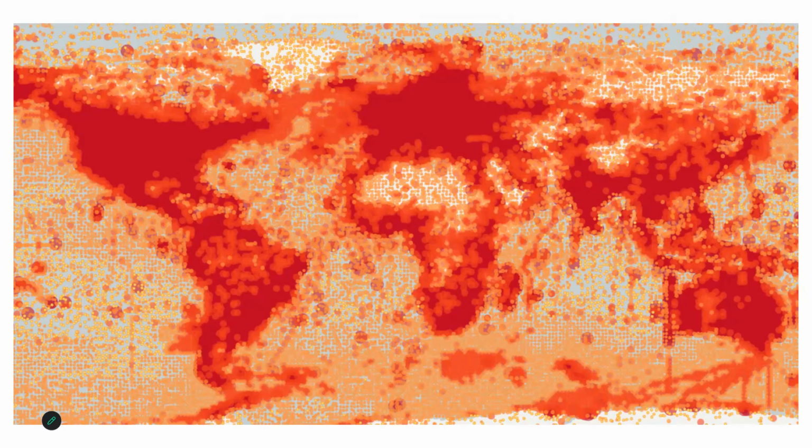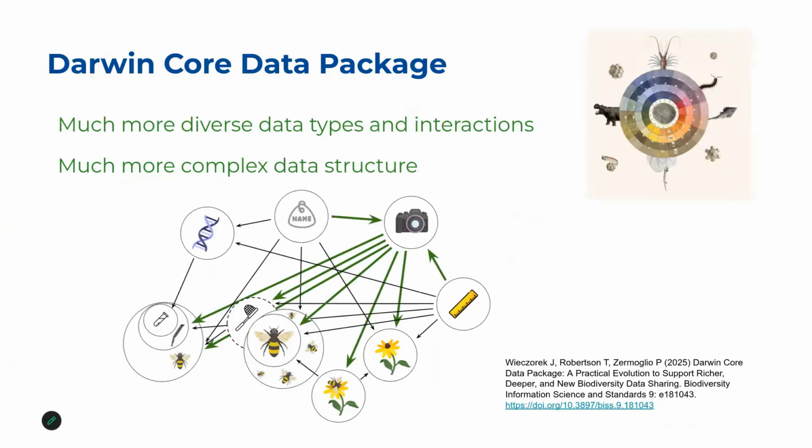GBIF has been doing a great job at putting together billions of species occurrences throughout the world. Using the Darwin Core archive format, the vast majority of this data represent an observation of a given species at a given location and a given time. As we know, biodiversity data can be much more complex than that.